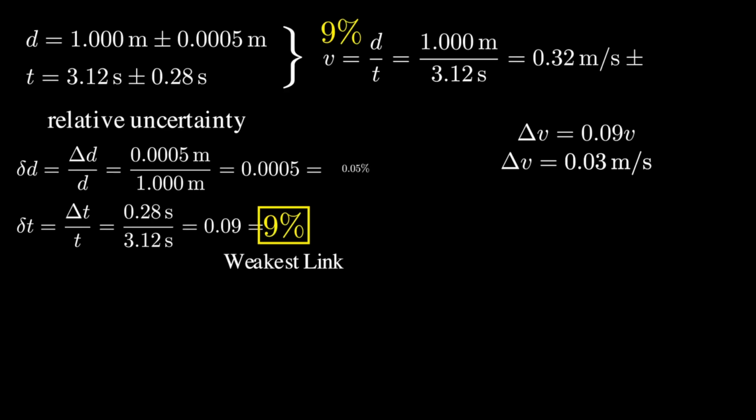Group A can now report the results of their experiment to the rest of the class. They should write in their lab report that they determined the speed of the toy car to be 0.32 meters per second plus or minus 0.03 meters per second.